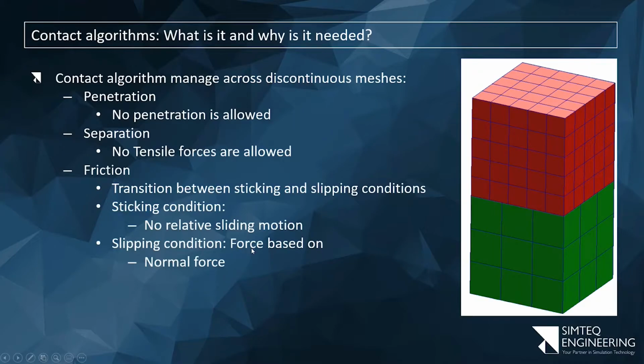Okay, so that force in the slipping condition changed from a constraint to a force, and that force is now based on the normal force, the friction coefficient, and the relative velocity direction. In other words, if that node relative to that face is moving in this direction, then the force on the red part is to the right. I just need to look at that sliding velocity, and the friction force is applied 180 degrees opposite to the direction that it's sliding in.